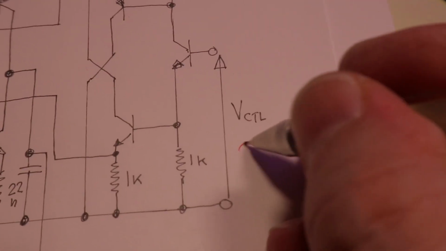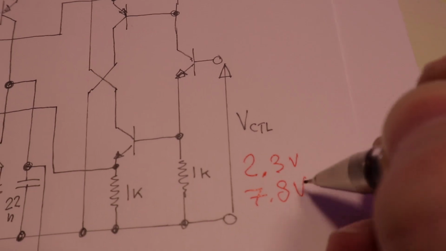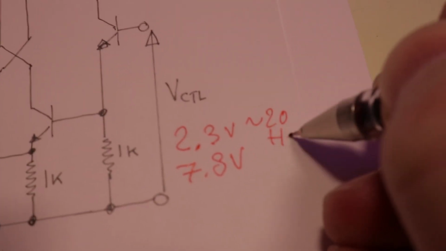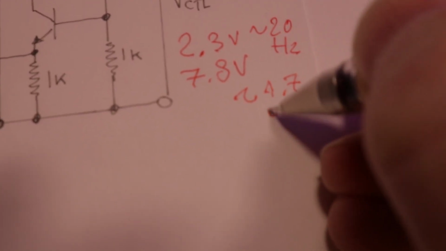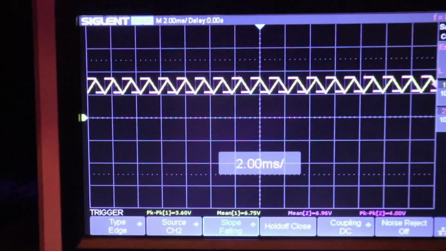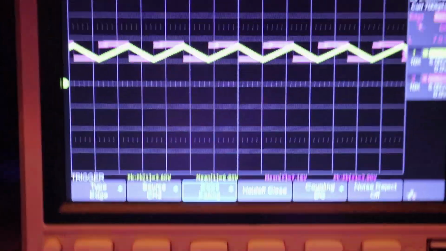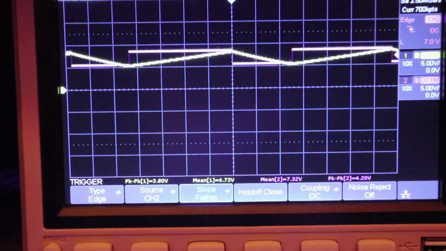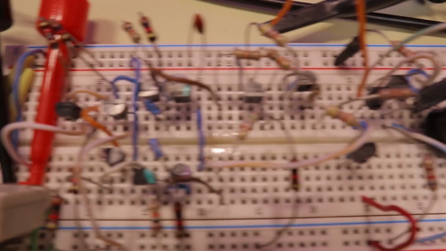At the end of the story, here we can have a range that goes from 2.3 volt to 7.8 volt, 20 hertz, and a maximum frequency of about 1.7 kilohertz. Let's hear how it sounds. Let's have a little bit of fun.